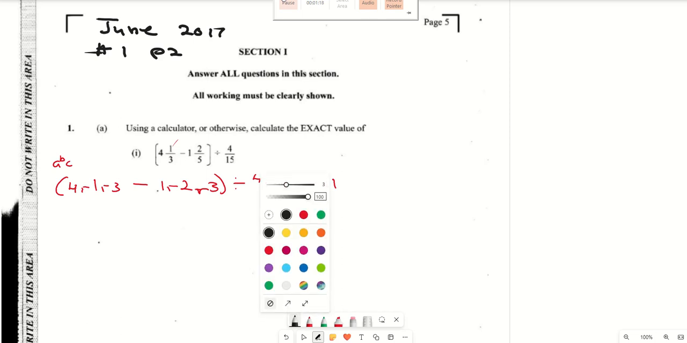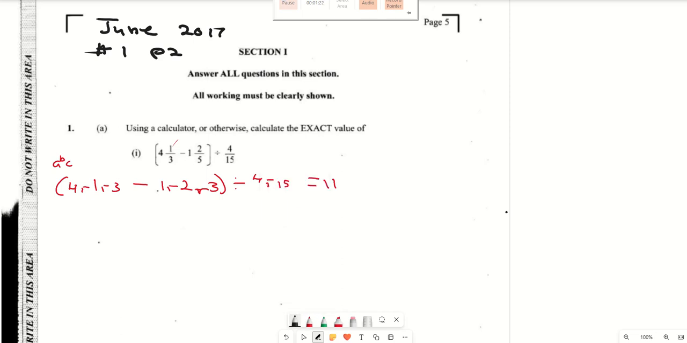However, if you want to do it manually, you can do it like this. First off, we see a host of mixed numbers. You have 4 1/3: 3 times 4 is 12, plus 1, that's 13 over 3. And then 1 and 2 fifths: 5 times 1 is 5, plus 2 is 7, that's 7 over 5. So the question is now 13 over 3 minus 7 over 5.